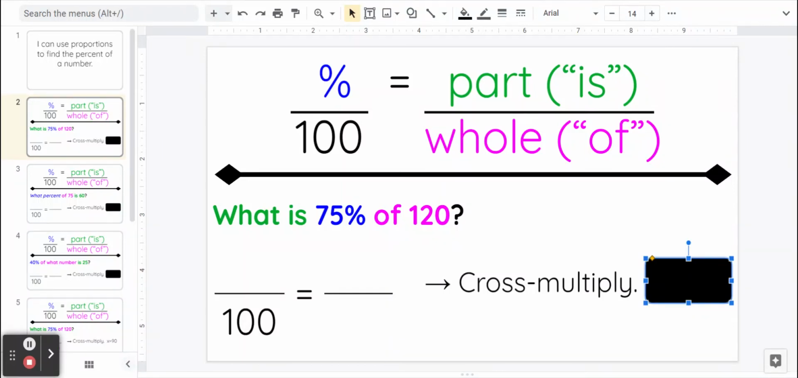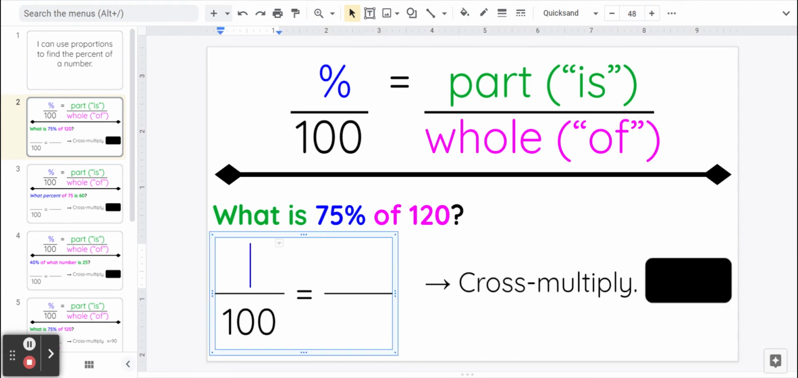Sometimes we need to find more complicated percents of a number, or sometimes we need to find the part or the whole. So maybe we need to figure out what 75% of 120 is. So let's say we have 120 students and 75% of them are passing. Hooray! How many students is that? Well, we can use this proportion. The percentage out of 100 is equal to part over the whole amount.